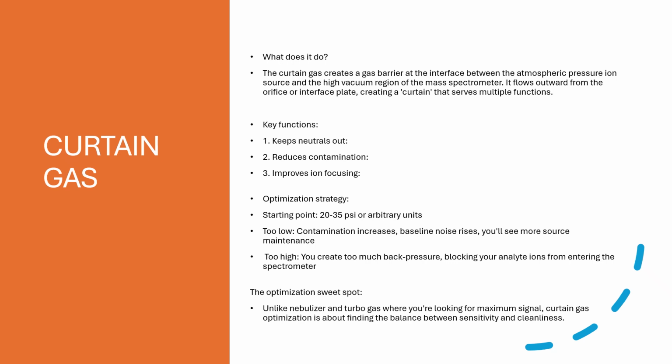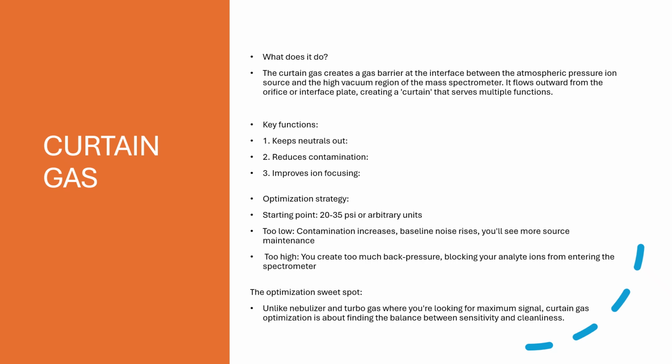Now let's talk about one of the most underappreciated but critical parameters in your ion source, that is curtain gas. Now what is its role? It creates a gas barrier at the interface between the atmospheric pressure ion source and the high vacuum region of the mass spectrometer. It flows outward from the orifice or interface plate, creating a curtain that serves multiple functions.